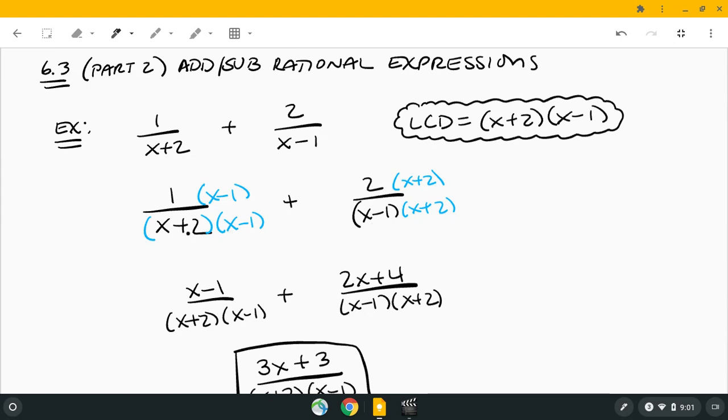So this one says x plus 2. We want it to say x plus 2, x minus 1. So that's what we multiply by. This one only says x minus 1. We wanted to say x plus 2, x minus 1. So that's why we multiply by that.